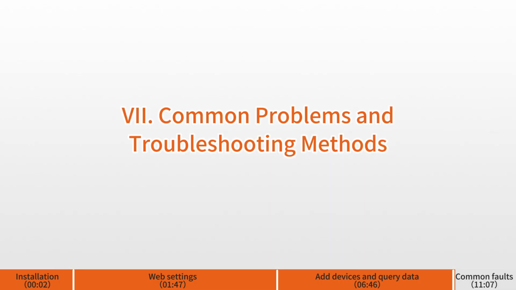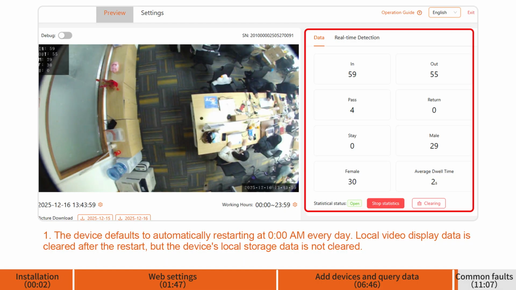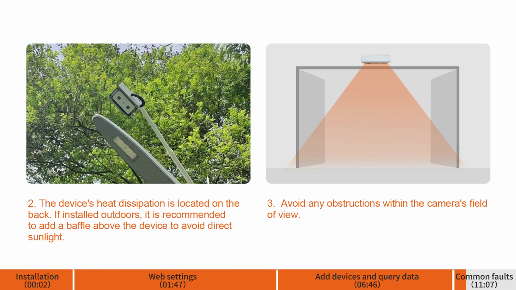7. Common problems and troubleshooting methods. 1. The device defaults to automatically restarting at 0 o'clock every day. Local video display data is cleared after the restart, but the device's local storage data is not cleared. 2. The device's heat dissipation is located on the back. If installed outdoors, it is recommended to add a baffle above the device to avoid direct sunlight. 3. Avoid any obstructions within the camera's field of view.